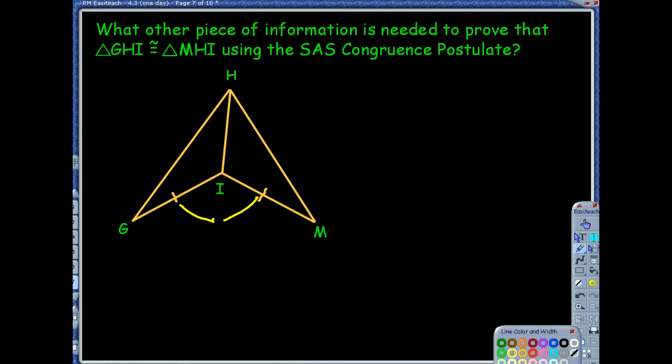Now, technically, it's not necessarily given, but we know that those 2 triangles share a common side. So segment IH is congruent to itself based on the reflexive property. That is not something we need to be given in addition. We already know that from the picture. So these are the 2 things we are technically already given. There's one other piece though that we don't know yet. And if I wanted to use side angle side, I need it.